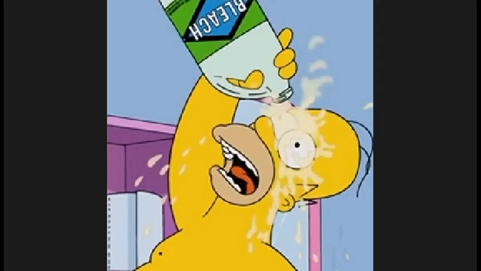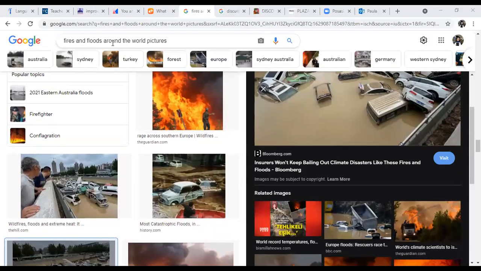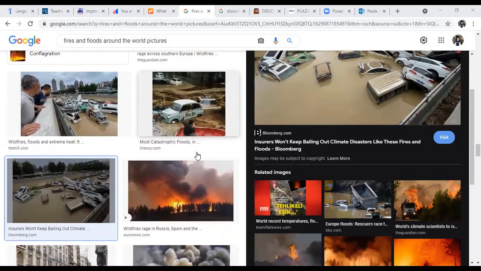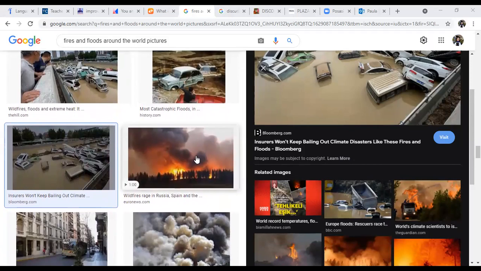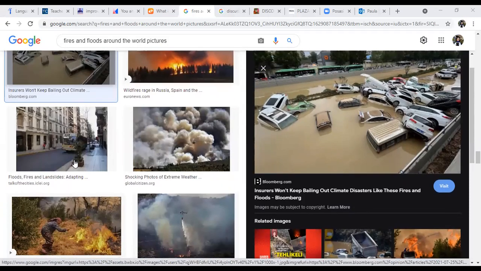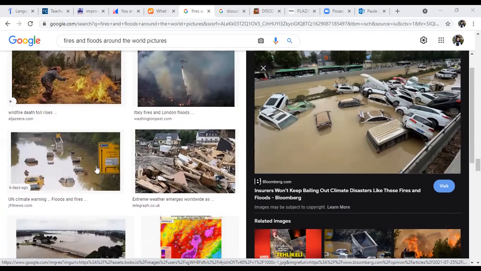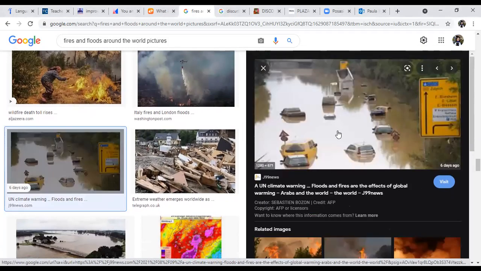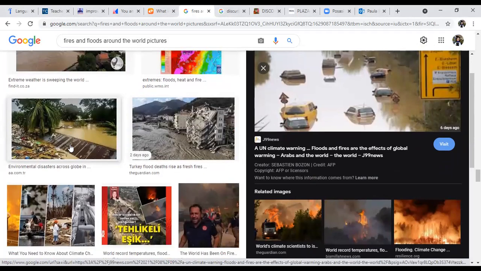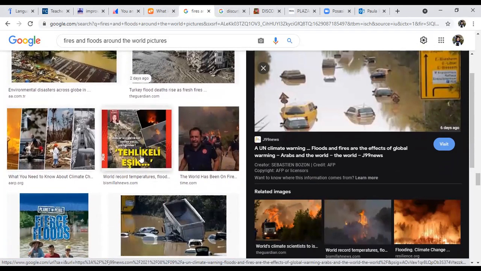So if you look for just a basic search on the internet, you will see fires and floods around the world. And you can see in Europe, in Russia, in Turkey, in the United States, the wildfires and the floods. Look at this. Yes, this is a flood. All right, here as well. Okay, in Italy, in Belgium, in Germany, also in China. This is Turkey.